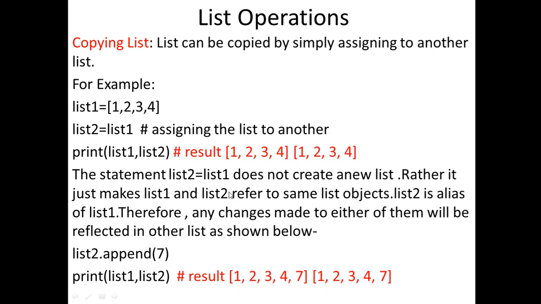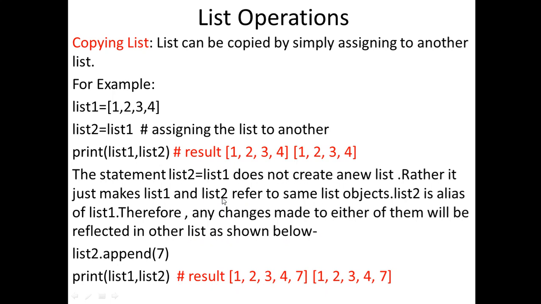List 1 and list 2 both refer to the same object, meaning both refer to the same location. So list 2 is the alias of list 1. The elements of list 2 are the elements of list 1, and the elements of list 1 are the elements of list 2. Therefore, any changes made to either of them will be reflected in the other list, as shown below. If you want to add an element to the list, we will see how to add an element as a built-in function. We will be using append for that. That will be in the next class topic.